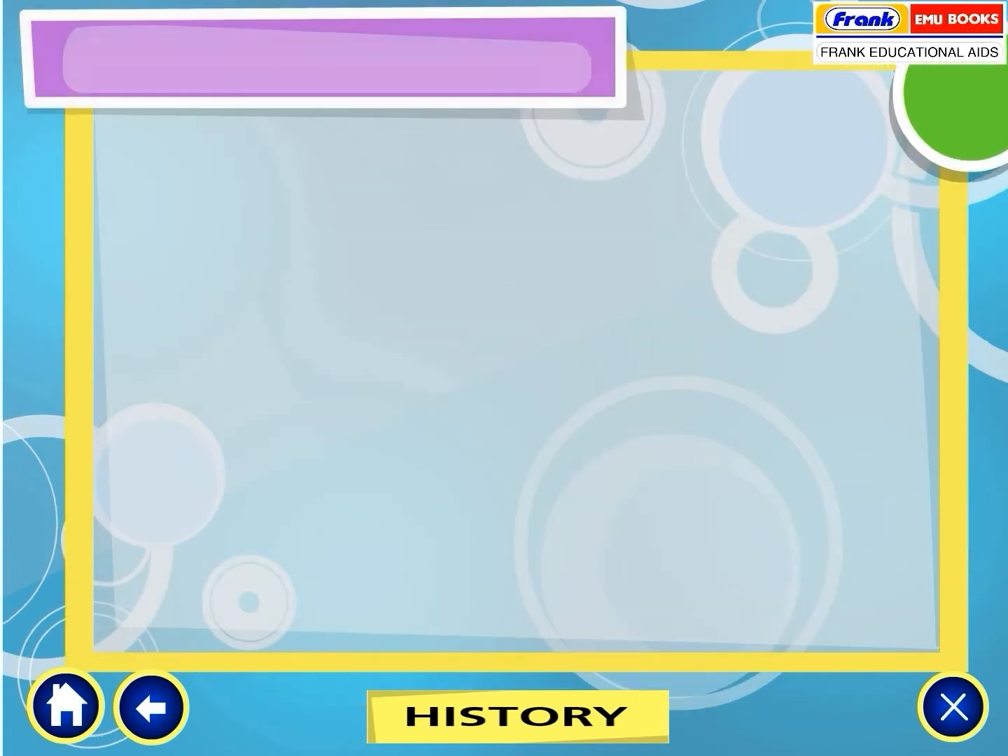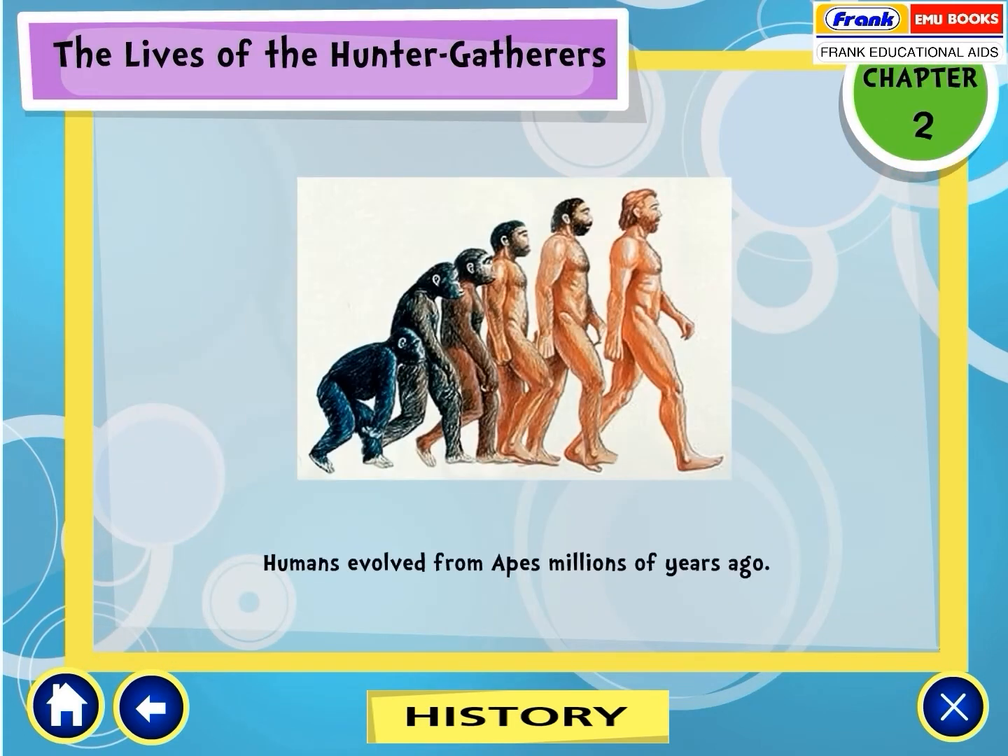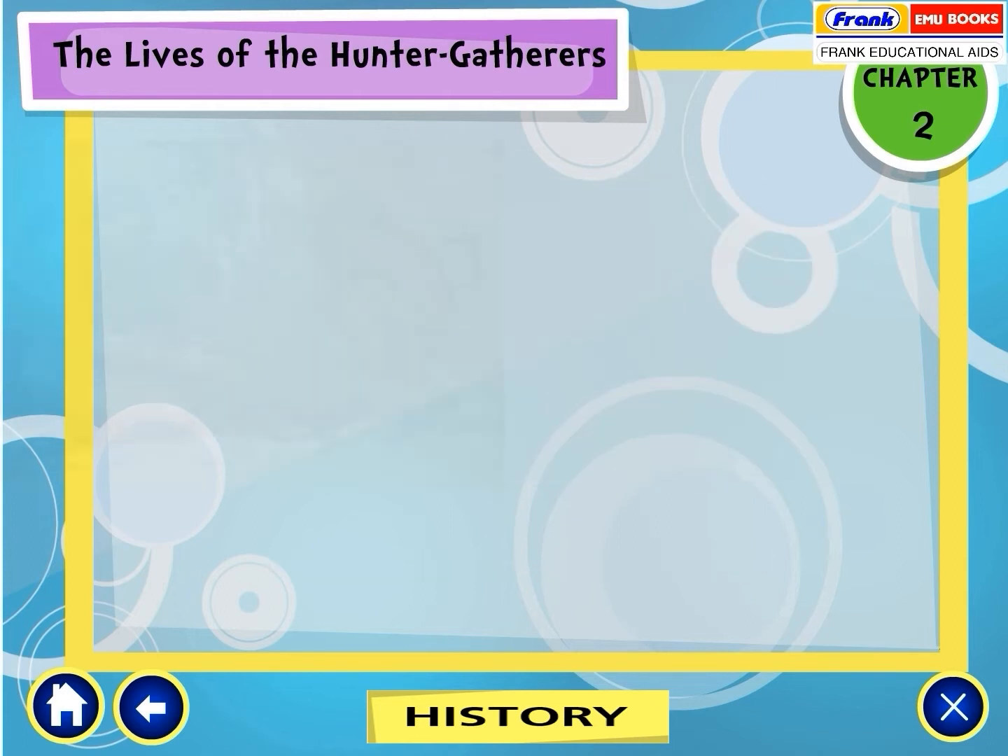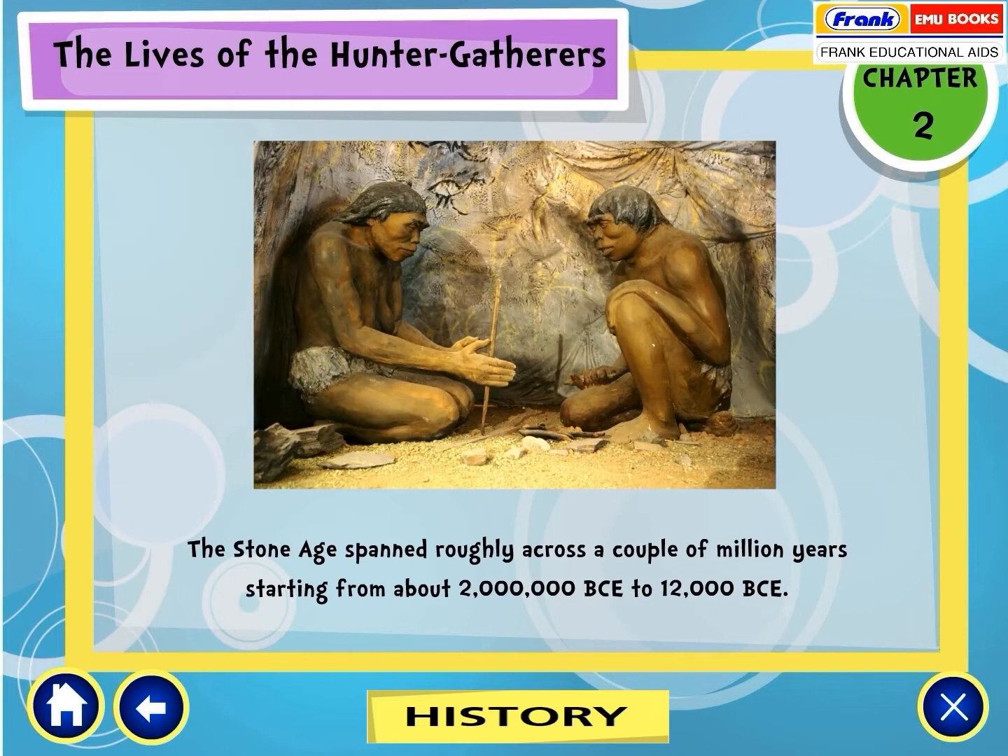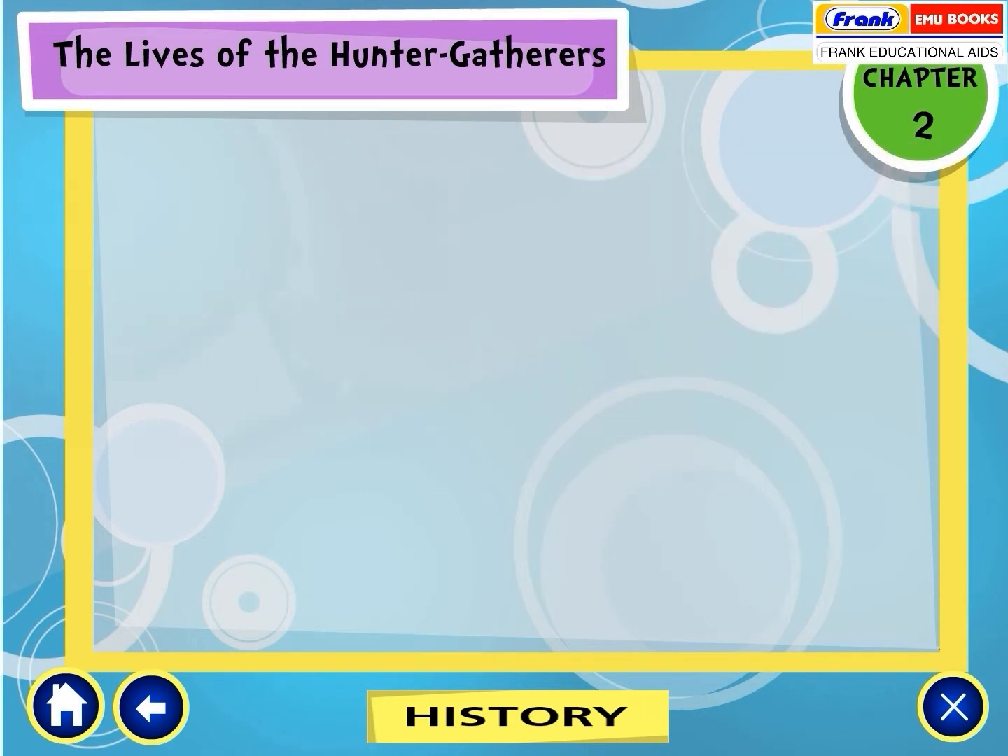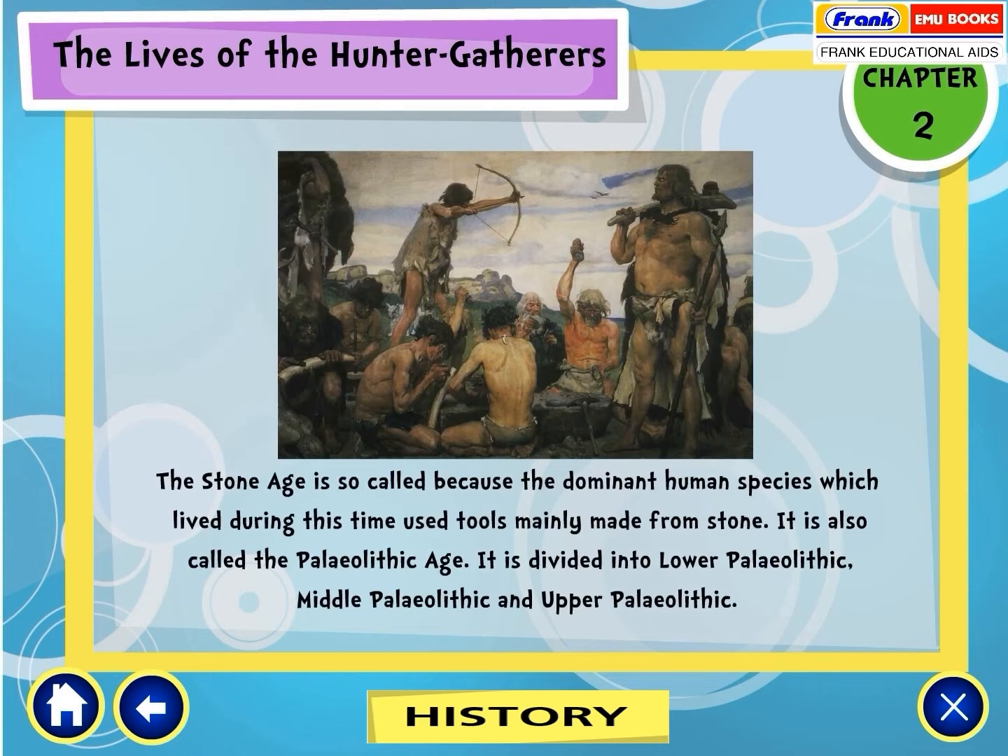The lives of the hunter-gatherers. Humans evolved from apes millions of years ago. The Stone Age spanned roughly across a couple of million years, starting from about 2 million BCE to 12,000 BCE. The Stone Age is so called because the dominant human species which lived during this time used tools mainly made from stone. It is also called the Paleolithic Age.